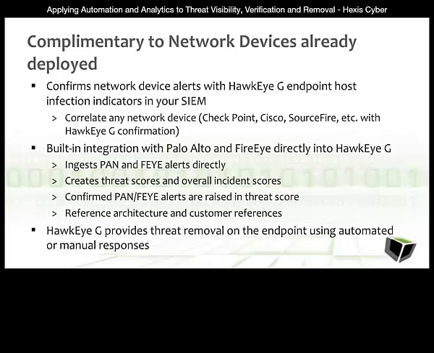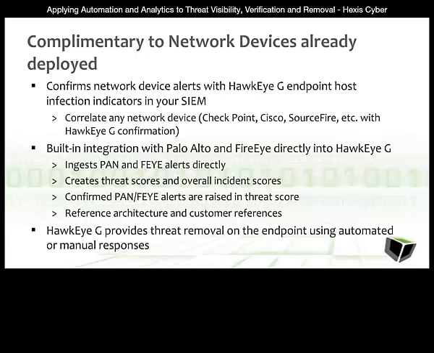If you do have Palo Alto Firewall, Palo Alto WildFire, or FireEye NX, we directly integrate with those technologies. You configure those to push your threat alerts to HawkEye G. HawkEye G takes them, creates threat scores and overall incident scores, and confirms if the endpoint has been infected. If it is, it raises the score. If it's not, it lowers it. And we actually have reference architecture and customer references around these deployments in production.